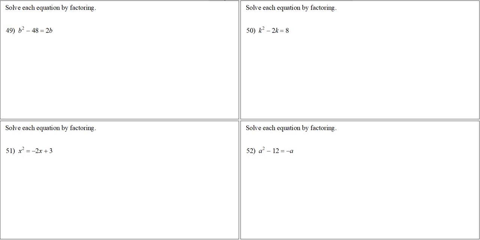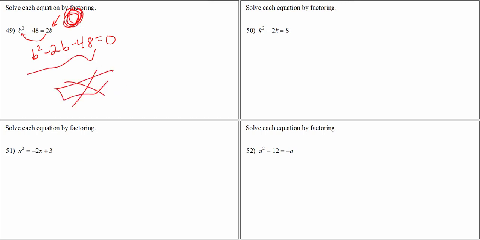Same thing here. I want to move this over. B squared minus 2b minus 48 equals 0. I have to make this 0. 0, 0, 0, 0. Got to do it. Put this in your x, take your two numbers, and then flip and divide. Flip, flip, flip and divide.